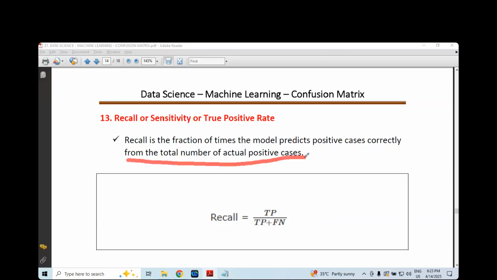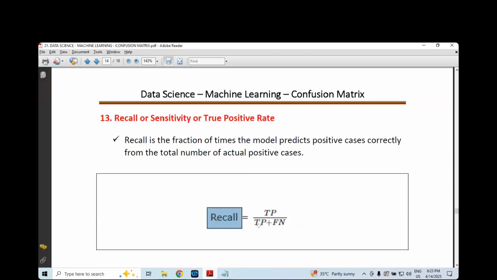We already know this definition. The model predicts positive cases correctly. I'm talking about exactly correct predictions only, not any other prediction. Then this is called the true positive rate. This one we also need to consider. What is the formula?